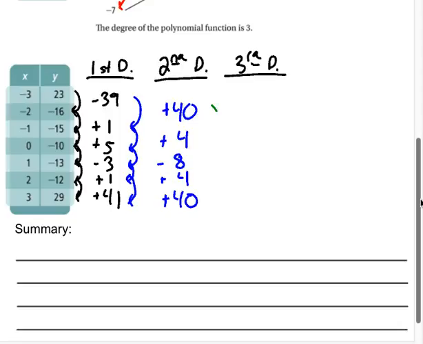So how do I go from 40 down to 4? Well, that would be subtracting 36. How do I go from 4 down to negative 8? I would have to subtract 12. How would I go from negative 8 back up to 4? That would be adding 12. And how do I go from 4 up to positive 40? That would be adding 36.